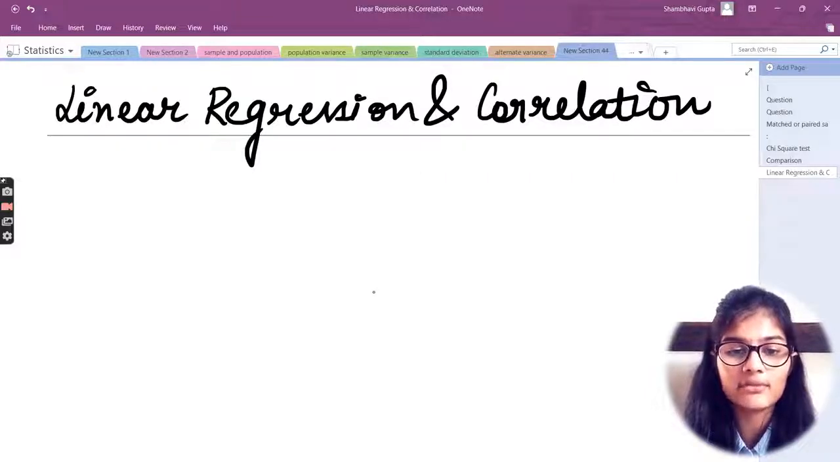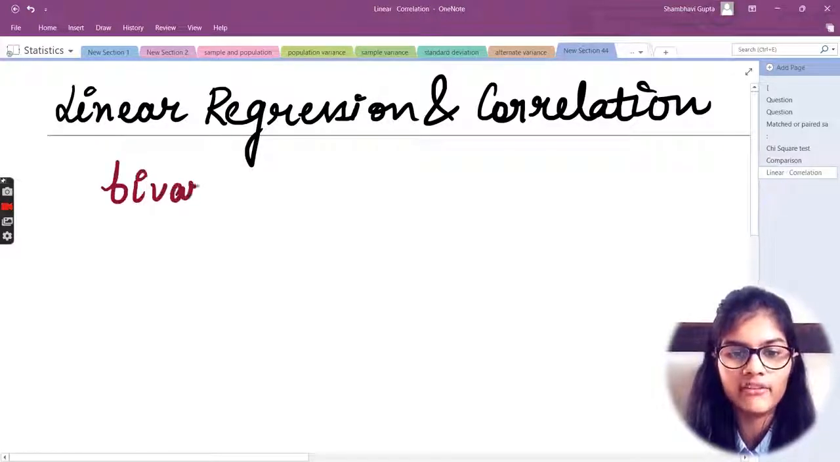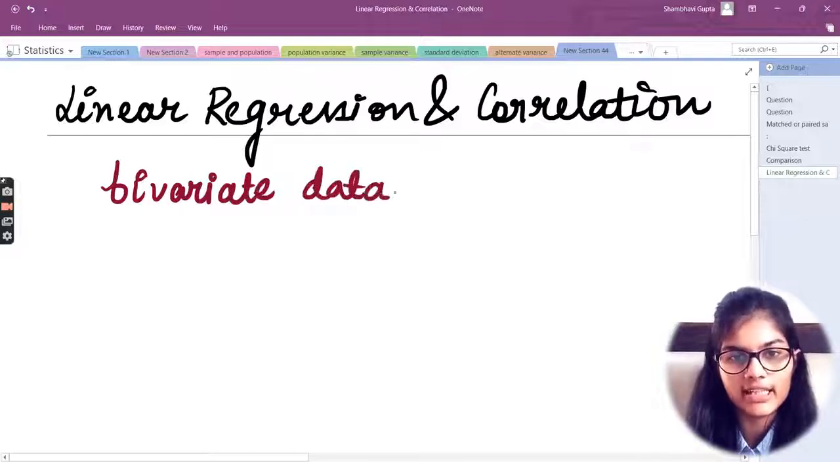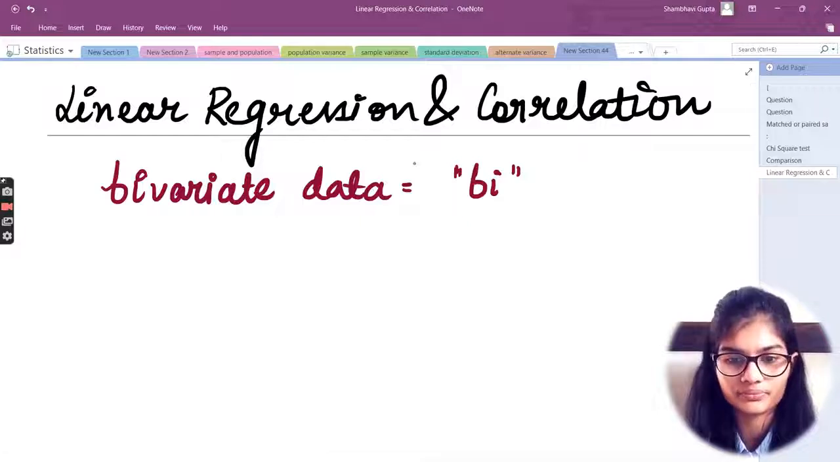The type of data described in the examples I gave right above is bivariate data. We often call it bi. Bi means two variables, so it's for two variables only.